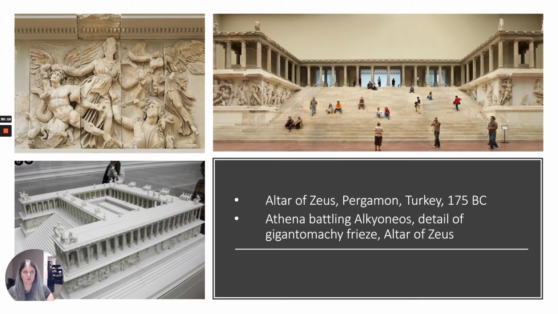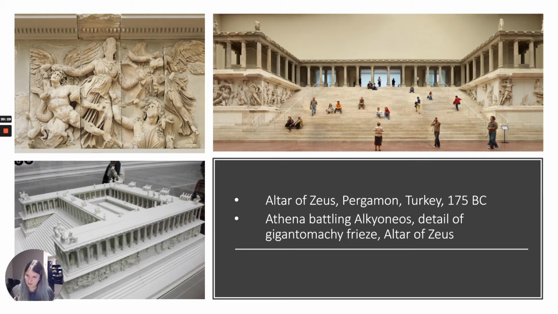Another kind of structure from this time period, which is very different and kind of strange, is this. So this is the altar of Zeus. Altar is a strange word for this, because it's really a building. It's kind of a building, it's kind of a monument, it's kind of a sculpture.